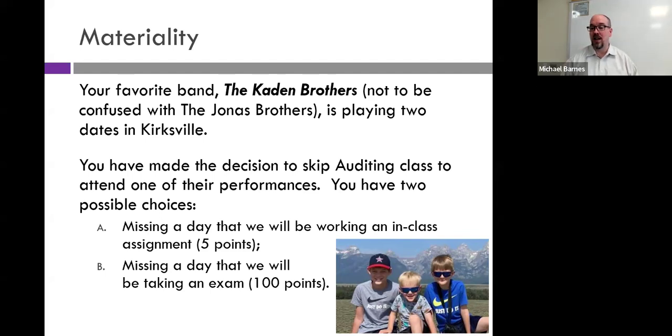Missing a day that will be working on an A-class assignment, which is 5 points, or missing a day will be taking an exam, which is 100 points. Which do you think is the better option for you? Probably the first option, 5 points. Okay, because you know that this class is worth 500 something points, and 1% of your grade is probably something you can rebound from. Whereas 100 points, that's like 2 letter grades right there.